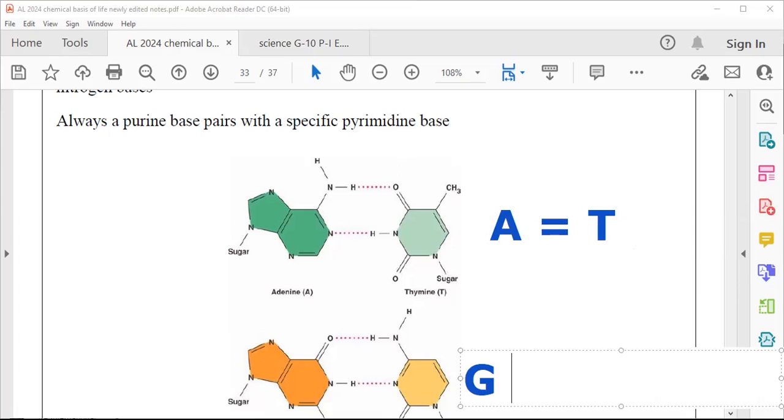Here, guanine and cytosine, how many hydrogen bonds are there? Three hydrogen bonds. Then how many lines will you mark? Three lines, and mark it. I can't mark it here in the typing. Triple bond will not come.